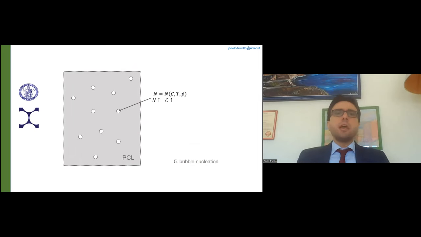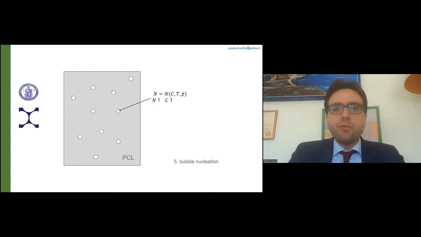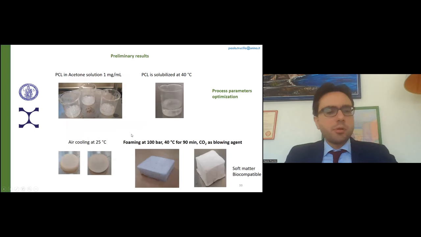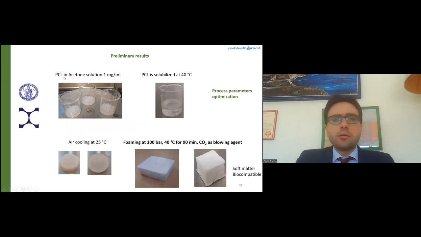What happens is that the structure increases its volume, reducing the density, of course, and creating some voids inside our polymer. So a foam is born. Those voids then grow and stabilize in a precise manner. Those are just some preliminary examples. We made solutions of polycaprolactone in acetone. We optimized also the cooling at air conditions, at room conditions. And then this cylinder, dried at room conditions, was put inside our high pressure reactor, and it was foamed at 100 bar and 4 degrees centigrade for 9 minutes of sorption.